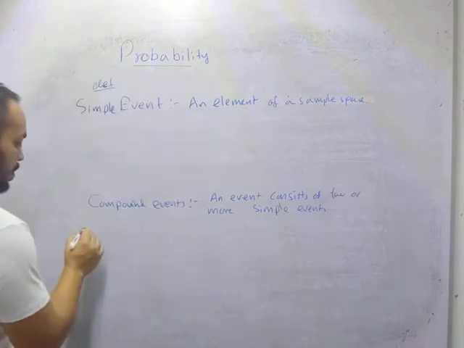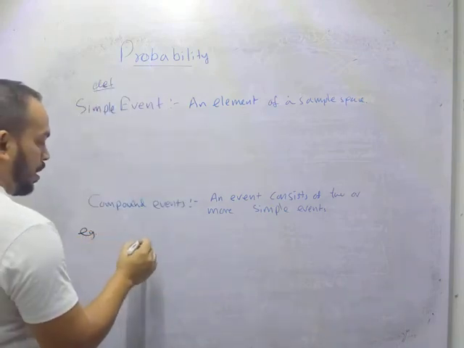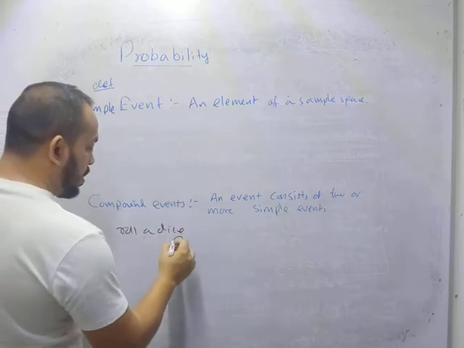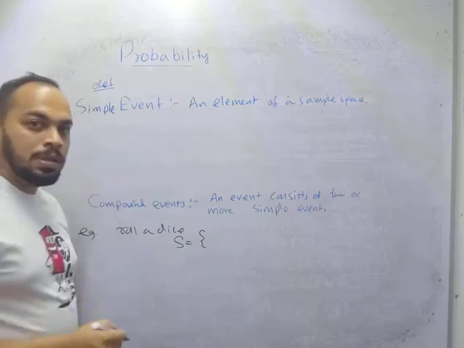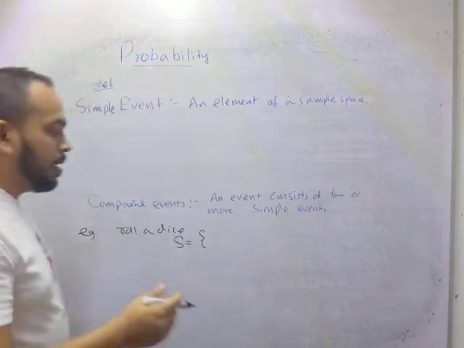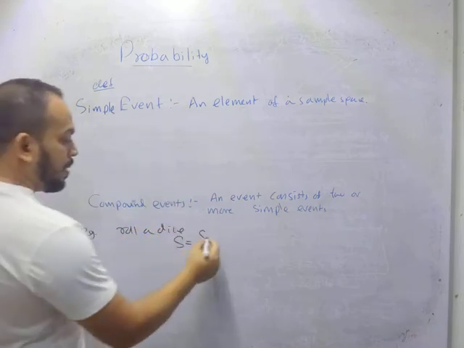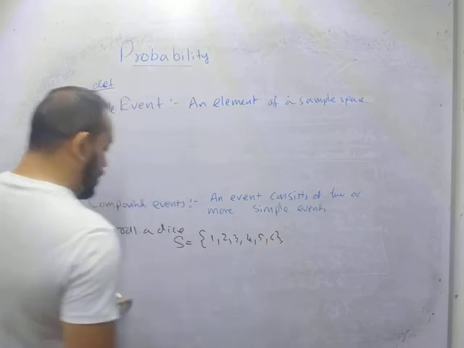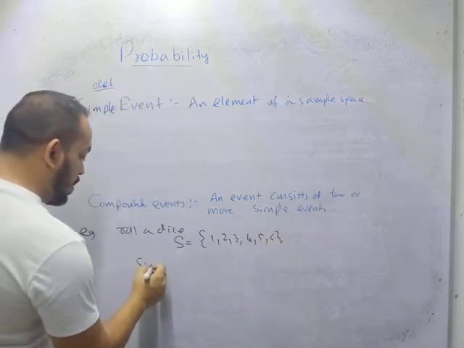For example, let's say roll a dice. This is a six-sided die. From here onwards, if I say roll a dice, it usually means a six-sided dice. If it is not, I will specify. Then this is the sample space. Right. So simple events. What are the simple events?